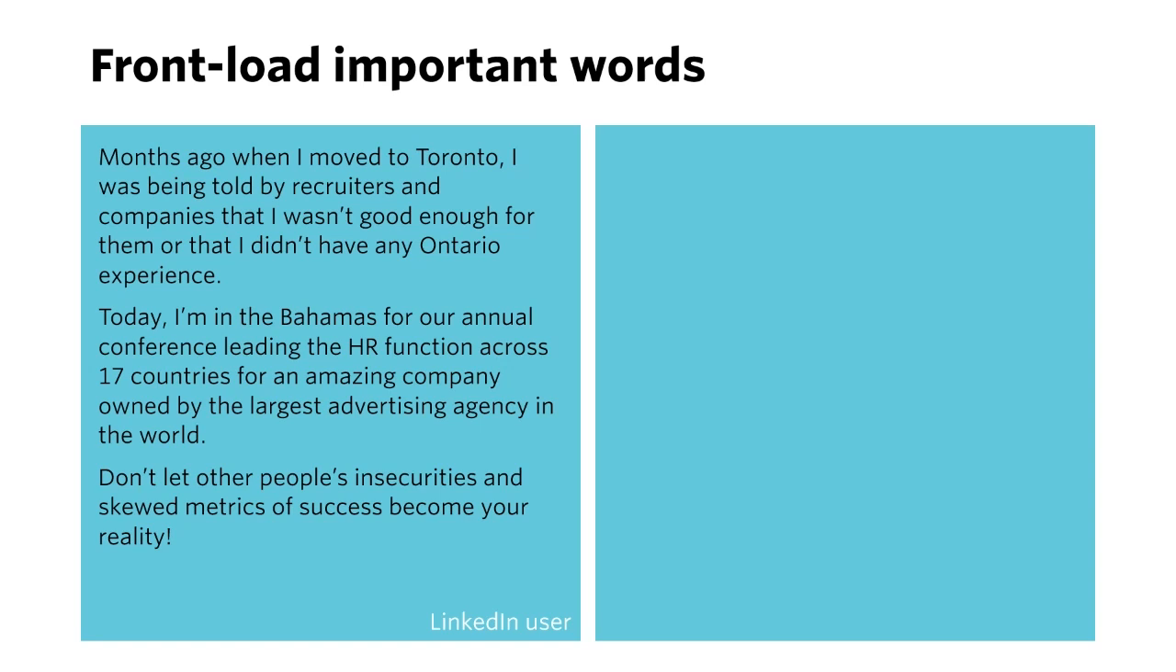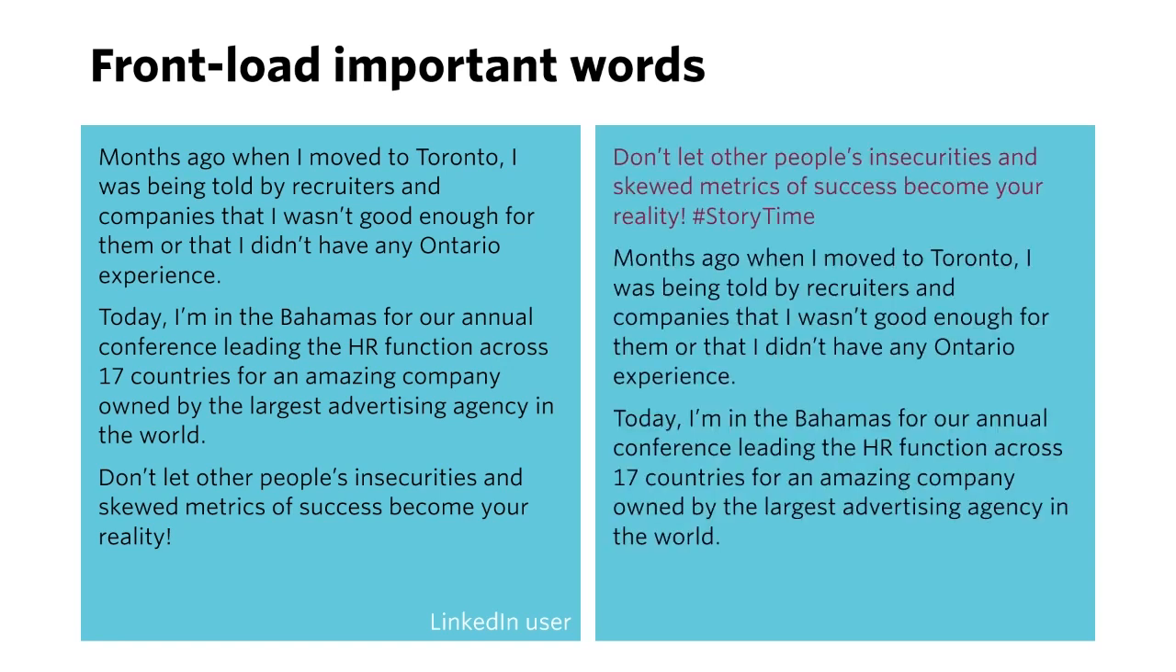But in my opinion, the very last paragraph is probably the most important part of the message. And I would have preferred it if this had been written the other way around, right? I would have preferred it if you'd started with, don't let other people's insecurities and skewed metrics of success become your reality. And then I would have added a hashtag called hashtag storytime, because then you know that there's a story coming below that, right?